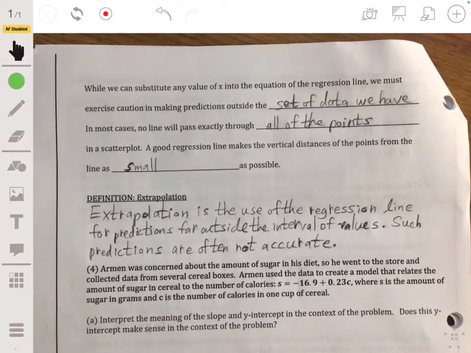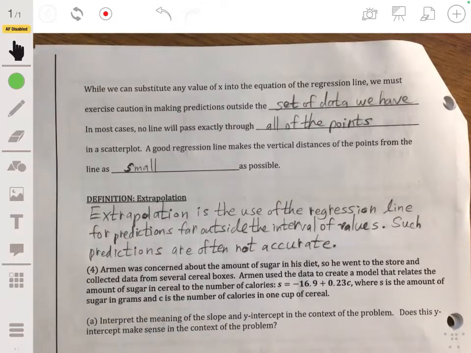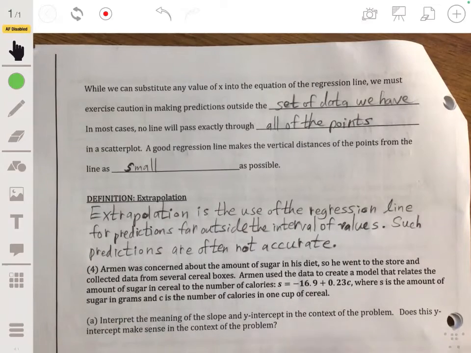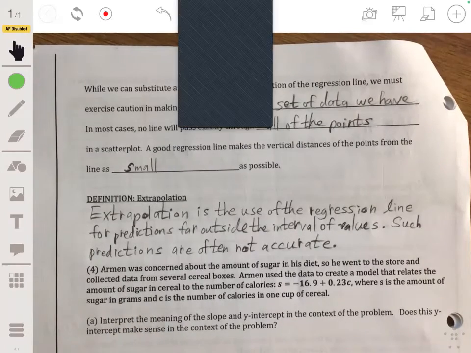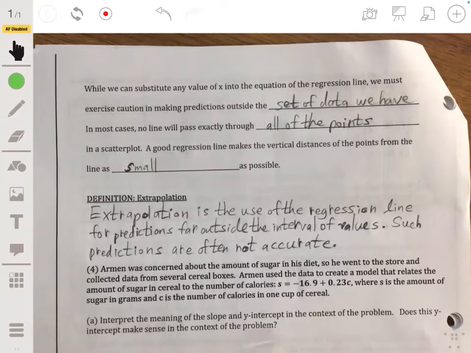So let's look at what's going on here with Armin. Armin was concerned about the amount of sugar in his diet. So he went to the store and collected data from several cereal boxes and used the data to create a model that relates the amount of sugar in cereal to the number of calories, where we have this equation: S is equal to negative 16.9 plus 0.230 C, where S is the amount of sugar in grams and C is the amount of calories in 1 cup of cereal. For the first part, we're going to interpret the meaning of the slope and y-intercept in the context of the problem. And does this y-intercept make sense in this context?